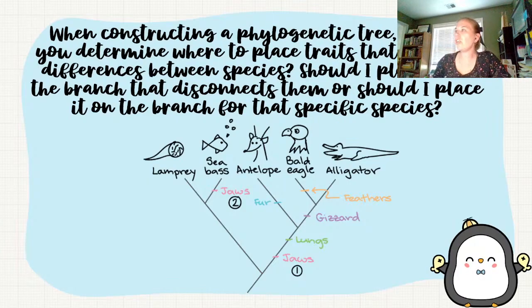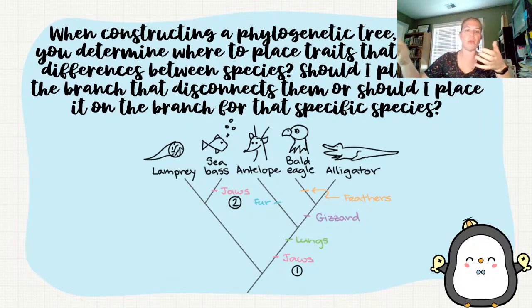Okay. So when constructing your phylogenetic tree, how do you determine where to place the traits that show the differences between the species? Should I place it on the branch that disconnects them, or should I place them on the branch for that specific species? So you're going to place it on the branch going to that thing. The difference between the lamprey and the sea bass is the sea bass has jaws. Of course, the antelope, the bald eagle, and the alligator all have lungs, but the sea bass and the lamprey do not. So always think about these like you're driving down a road.